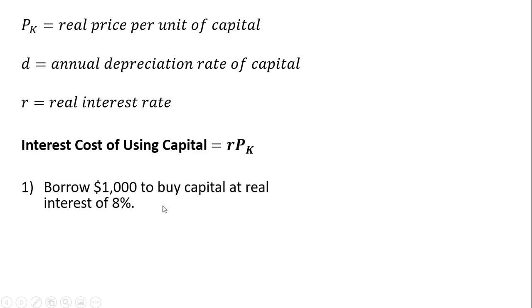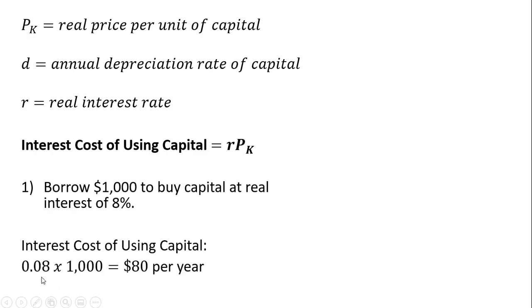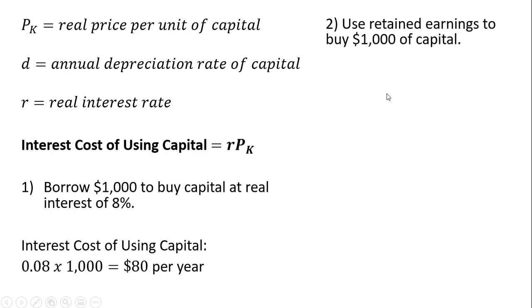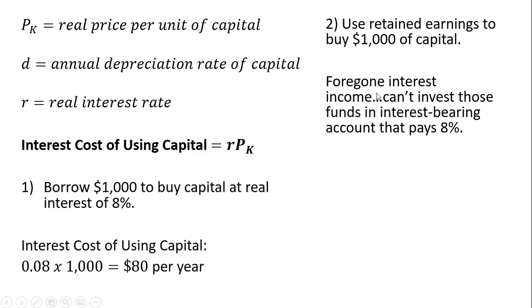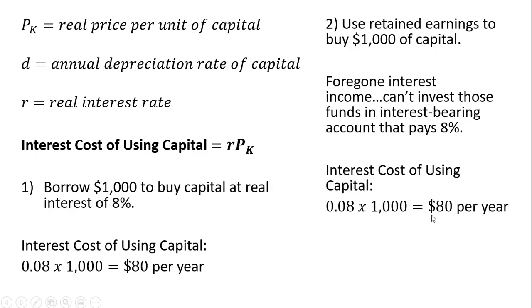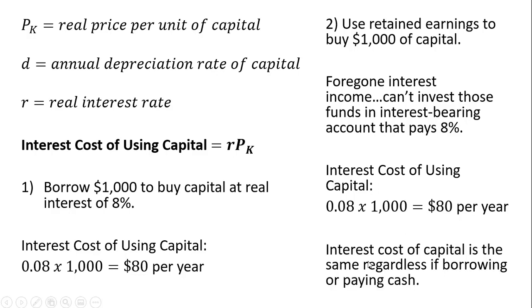So let's say you borrow $1,000 to buy capital at a real interest rate of 8%. The interest cost of using capital will just be $80 per year, 8% of 1,000. On the other hand, if you used retained earnings from the firm and bought the capital using $1,000 of cash, there's still going to be an interest cost of using capital, in this case foregone interest income. You can invest those $1,000 in an interest-bearing account that pays 8%. So it's still $80 per year in terms of an interest cost of using capital. In this case, this is an implicit cost, but nevertheless, it is a relevant cost of using capital. So the interest cost of using capital is the same regardless of borrowing or paying cash.